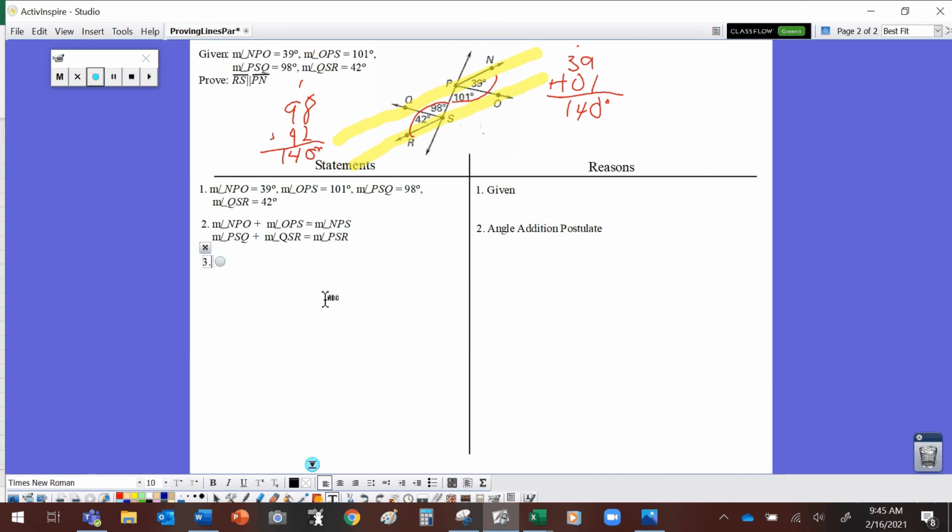Okay, now, here's the trouble though. If I want to show that these are congruent, I want to show that those two red arced angles are the same, somehow I need to get these numbers involved. Well, from the given information, they've given us those numbers. So what we can do is we can substitute. In place of measure of angle NPO, we can say 39 degrees. In place of the measure of angle OPS, we can put 101 degrees. Okay, and we'll keep this as the measure of angle NPS. It will stay that that's what it's equal to.